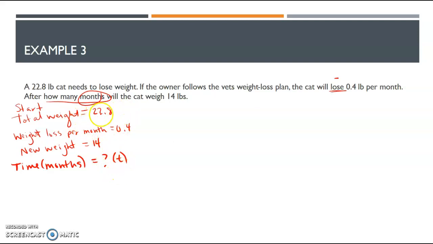So now I just need to write the equation. We know we start at 22.8 pounds. It's a weight loss, which we already talked about being subtraction, of 0.4 pounds per month. So I tell students when we see per, that's where my variable is most likely going to be. So 22.8 minus 0.4t, and we want it to equal 14.